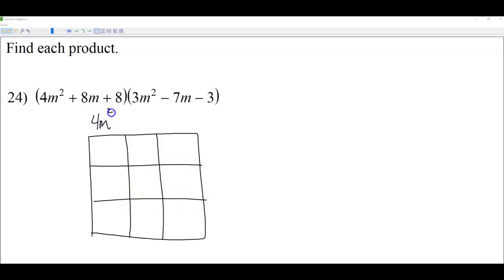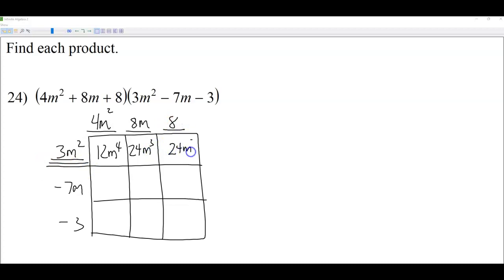Put one of your trinomials along the top, one of your trinomials down the side, and fill in the box. So 3m squared times 4m squared is 12m to the fourth. 3m squared times 8m is 24m cubed. 3m squared times 8 is 24m squared. Negative 7m times 4m is negative 28m cubed.